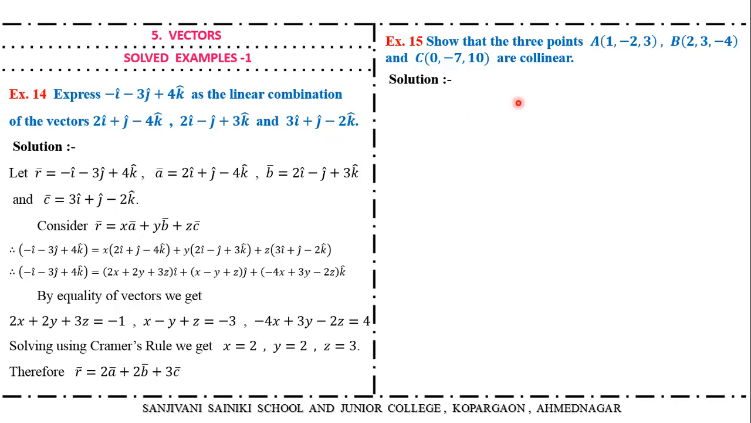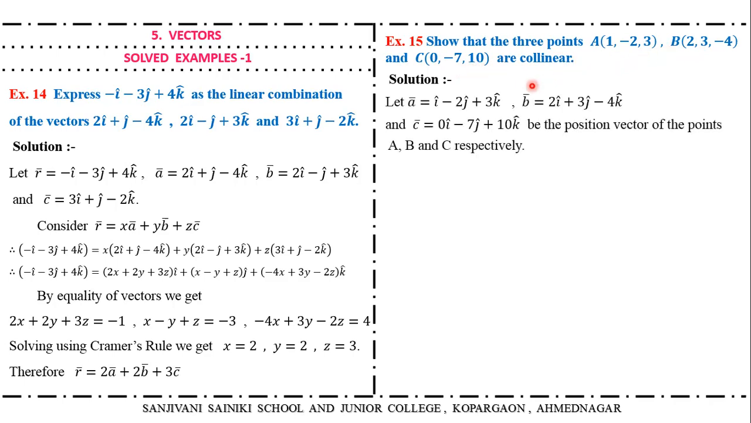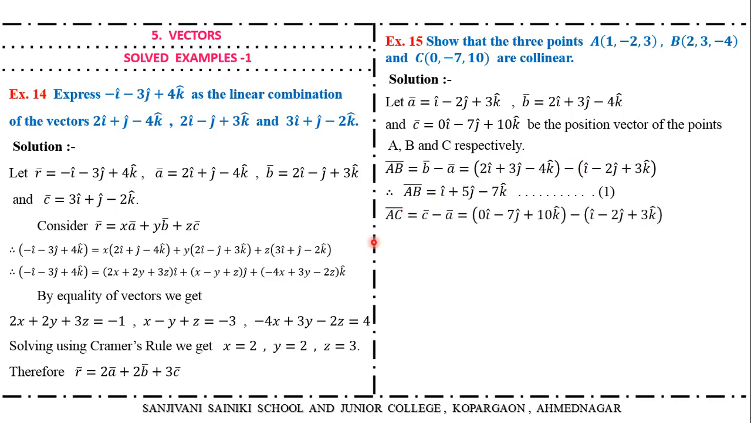Now show that the 3 points A(-2, 3, 1), B(2, 3, -4) and C are collinear. We have to show that these 3 points are collinear. Let a bar be the position vector of the first point, b bar the position vector of the second point and c bar the position vector of the third point. Then we will find AB bar, that is b bar minus a bar. Similarly, I will find AC bar, c bar minus a bar, and I will look at these two vectors.